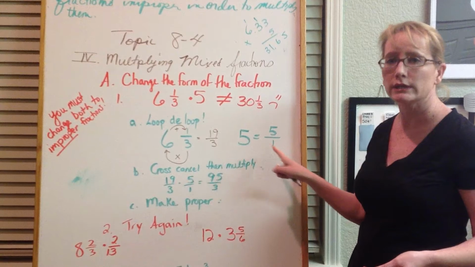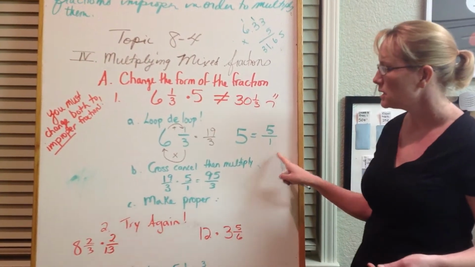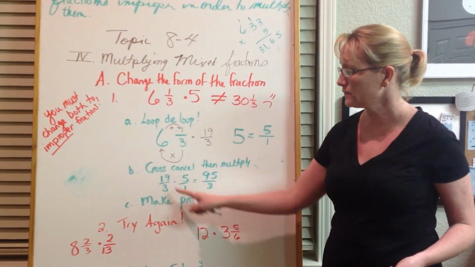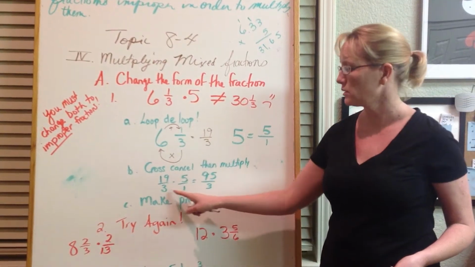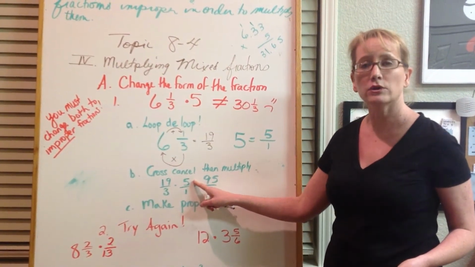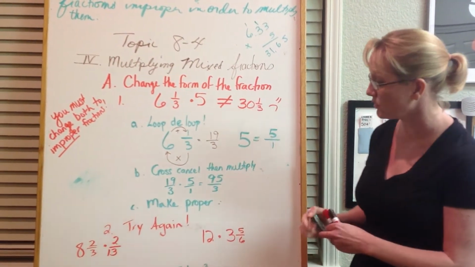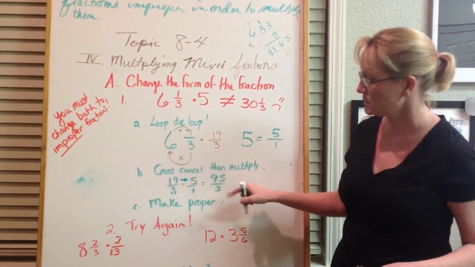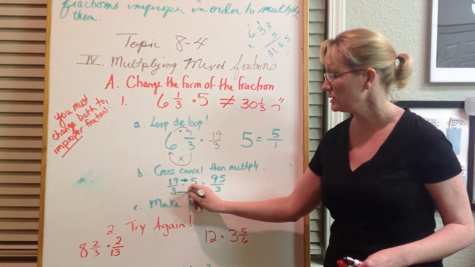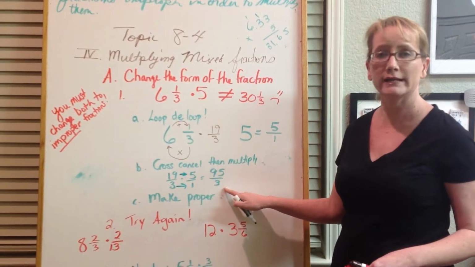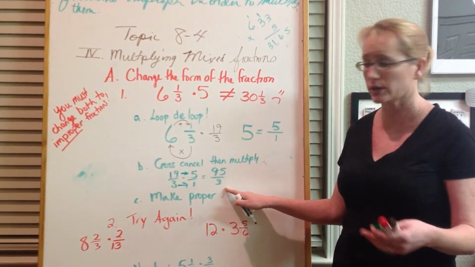So once we've turned them into improper fractions, then we check to see if we can cross-cancel. 19 and a 1, no. 3 and a 5, no. And then we're going to multiply straight across, just like before. 19 times 5 is 95, and 3 times 1 is 3. Remember, for multiplying and dividing, they don't need to have the same denominator, which is great.